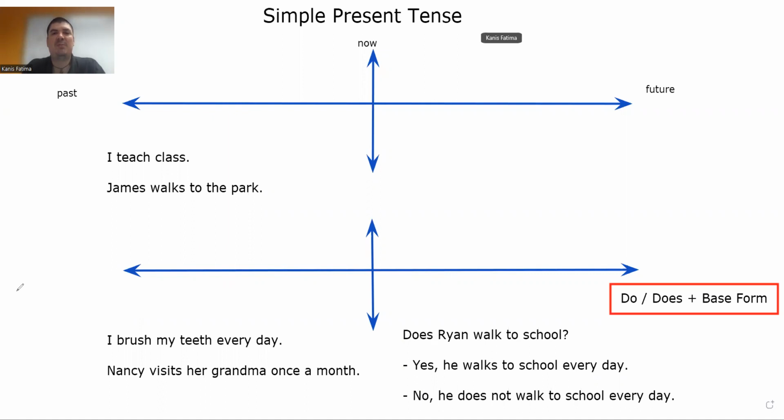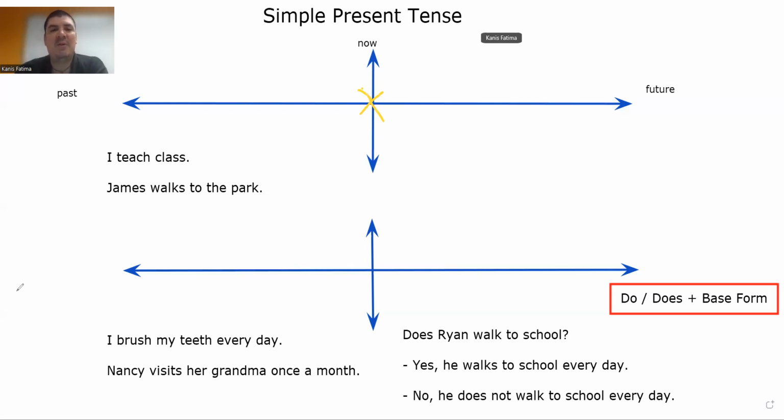Now, we use simple present tense for two different situations. The first is something that happens right now. For example, I teach class, or James walks to the park. Now, make sure you're using your proper subject-verb agreement when you're doing your verbs.